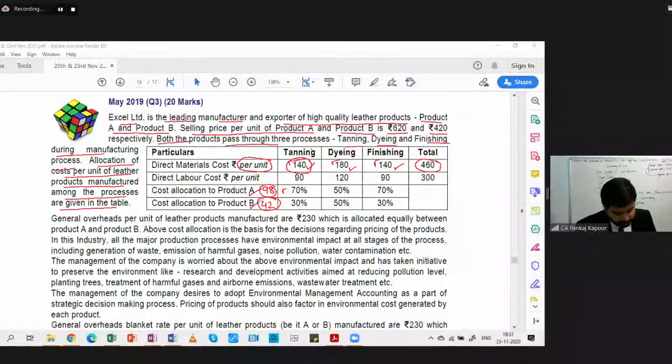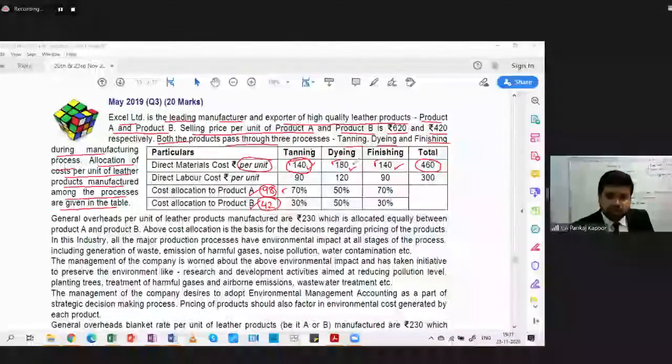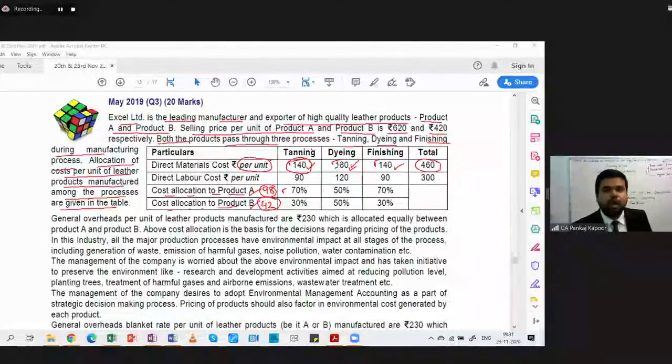My friends who are online, please keep on writing yes or no, so that we can move further. Similarly, in the dyeing, we introduce material of 180, and you can read cost allocation to product A, cost allocation to product B. It means out of the 180 material which we introduce in the dyeing process, 90 is introduced for product A and 90 for product B. I hope this is clear to you.